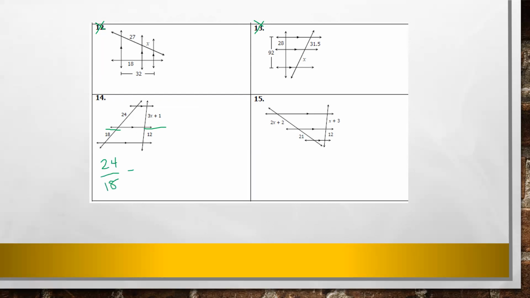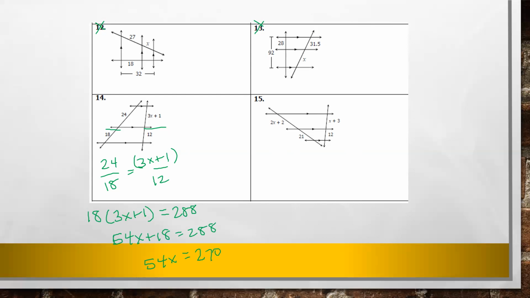24 over 18, 3x plus 1 over 12. When you see that expression, put it in parentheses. Cross multiply 18 times 3x plus 1. 24 times 12 is 288. Distribute your 18. 18 times 3 is 54. I'm going to subtract 18 from both sides and then divide both sides by 54. So there it is.